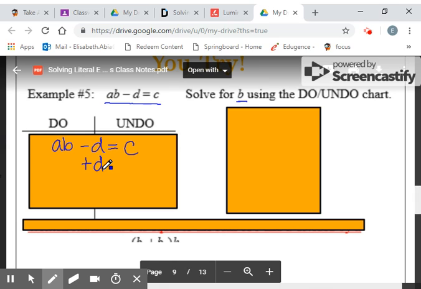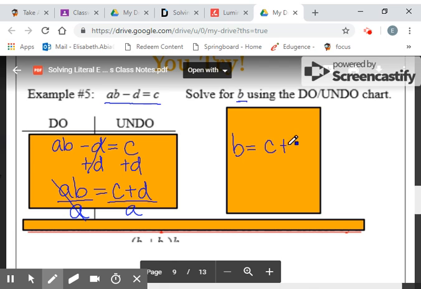So undo the subtraction by adding d to both sides. They cancel on the right. Now we have a times b equals c plus d. Those aren't like terms, so we don't do anything with them. Now all we have to do is undo the multiplication. Keep in mind we're getting b by itself, so make sure you divide by the right thing. We're dividing by a. So divide both sides by a. They cancel on the right. And now our final equation is b equals c plus d divided by a.